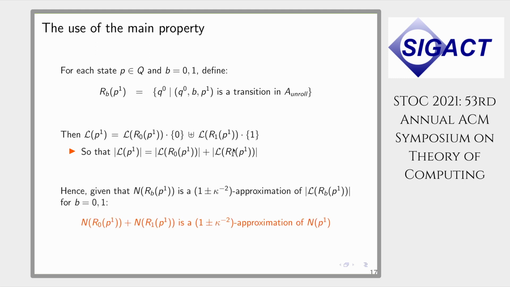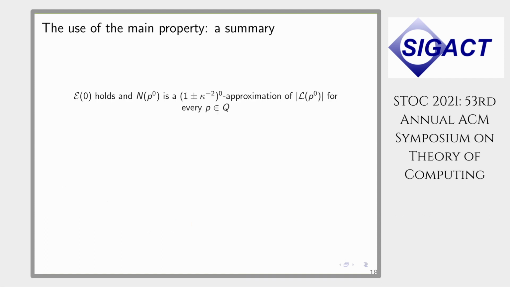So then what you know is that given that this n sub R sub b of P1 is a 1 plus minus kappa to the minus 2 approximation of this set, the sum of these two is going to be a 1 plus minus kappa to the minus 2 approximation, right, of this n of P sub 1. Okay, what this tells you is the following. This is a summary, so it will be easier to see it in this slide.